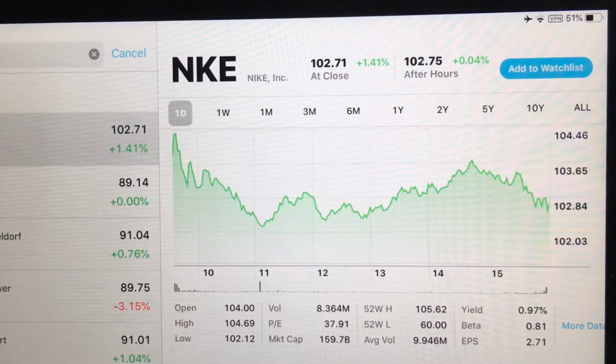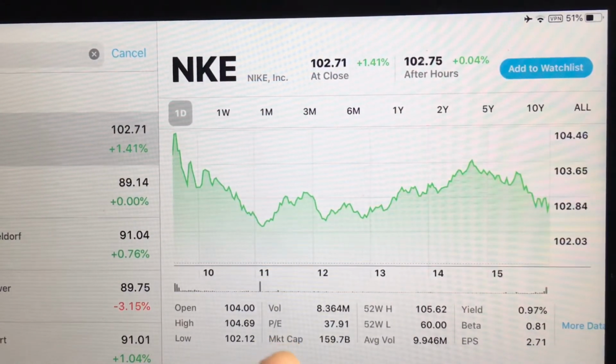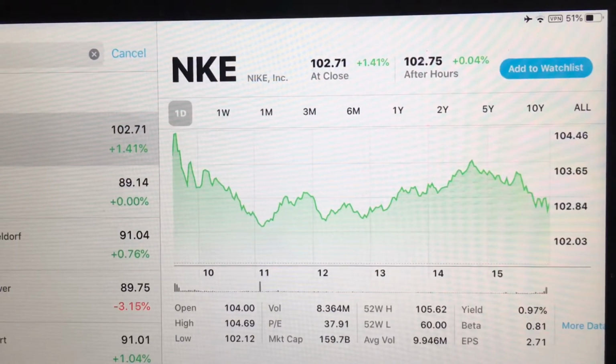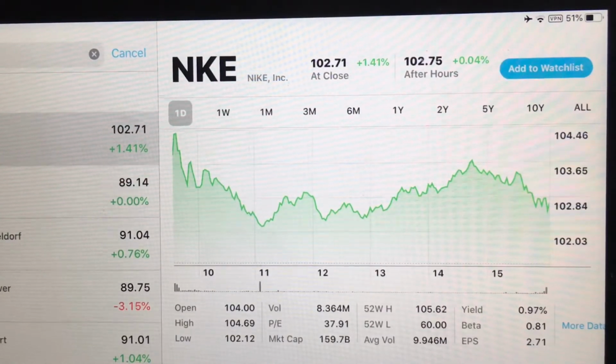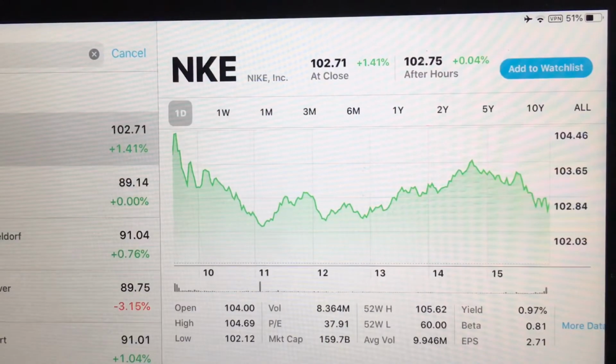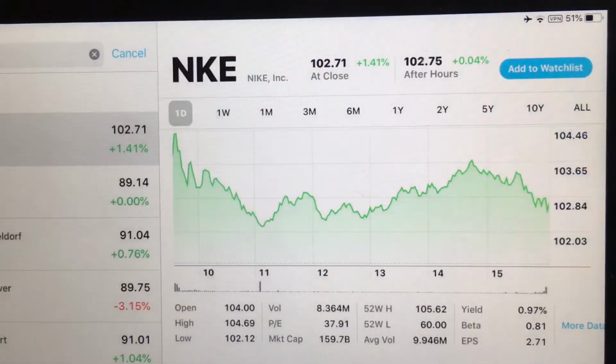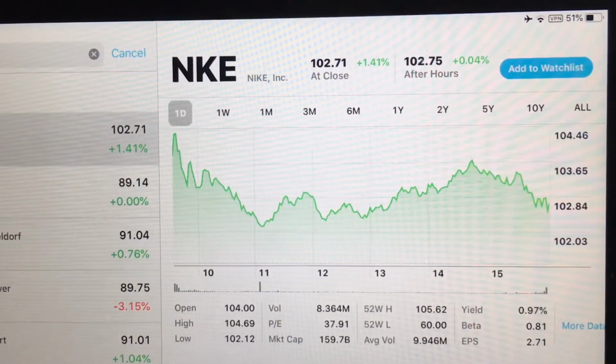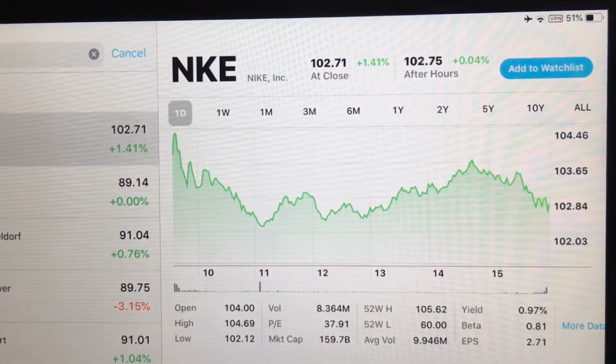Now the market cap down the bottom here, that is basically the number of outstanding shares that shareholders hold times the stock price up here. So it's that number times the number of shares and you get the result down here.